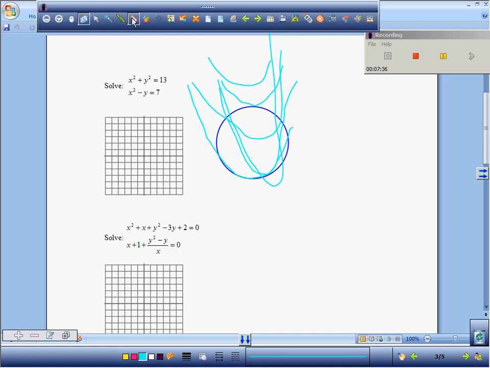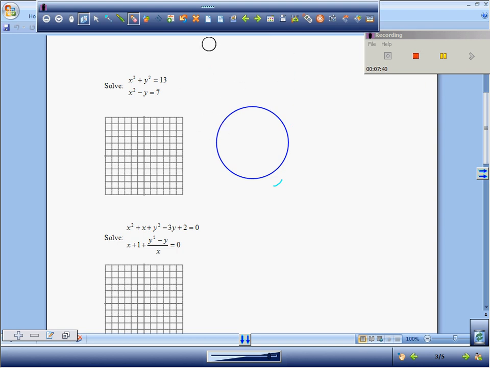All right. So let's erase that thing. How do I get rid of that circle? I guess if I click on it, it'll go away. Go away.